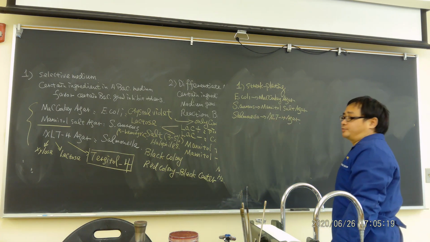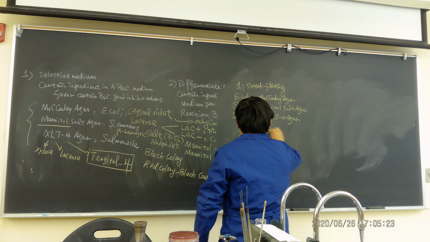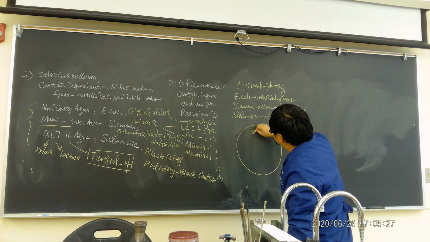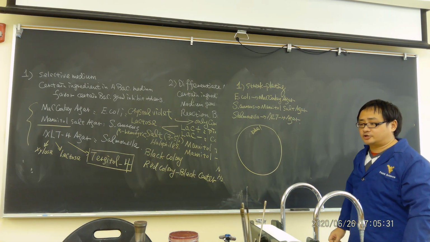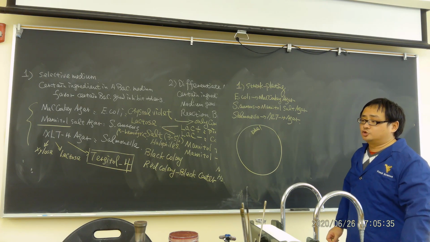Okay, how to do streak plating? This is the agar plates. Of course, you're going to have to label. Label your name, bench number, and your bacteria. Now, you either use loop solutions or the agar plates. So you're going to use your loop to pick the colony.